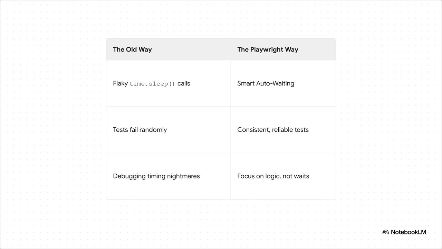If you've ever worked with older automation tools, this probably looks painfully familiar. You're throwing time.sleep calls into your code, basically just crossing your fingers and hoping the page is loaded. Your tests fail randomly, and you spend hours debugging timing issues instead of actually testing logic. Playwright just completely changes the game with a fundamentally smarter approach.